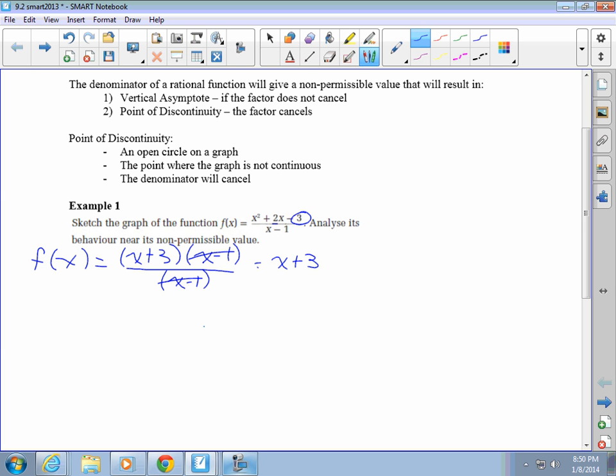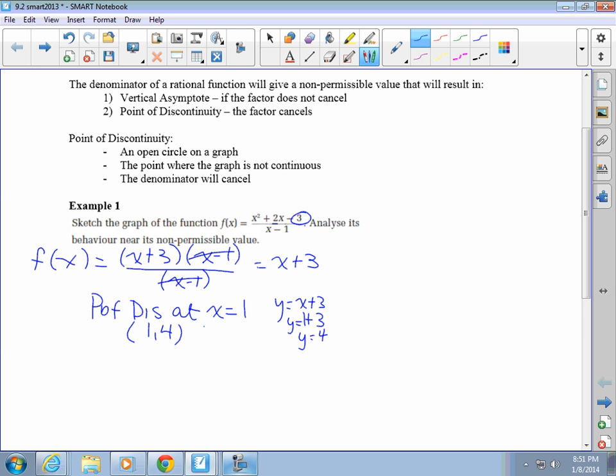So according to my definitions, rules, whatever you want to call them here, if a factor cancels, then I have a point of discontinuity. So I'm going to have a point of discontinuity at x is equal to 1. Well, what is my y value then? If my x is equal to 1, I substitute into here. y is equal to x plus 3 is what I'm left with. So y is equal to 1 plus 3, so y is equal to 4. So my point of discontinuity, the actual point, will be at (1, 4).